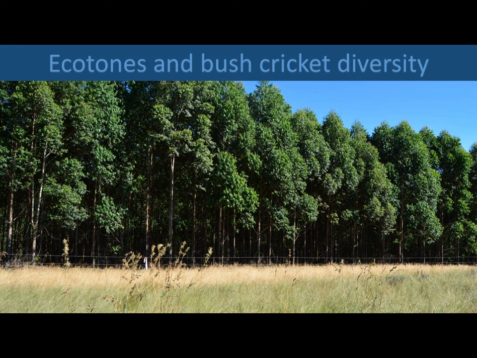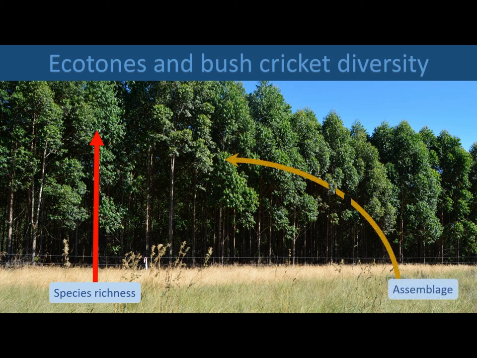Similarly to the forest grassland ecotone, the plantation grassland ecotone also shows a marked change in both species richness and species turnover. There is an increase of species richness of bush crickets at the ecotone between the plantations and the grasslands, as well as the grassland species composition being significantly different to that of both the plantation and the plantation grassland ecotone. This suggests that the bush cricket community within this landscape is responding to changes in vegetation structure between biotopes, and this results in the high species turnover that we are observing.